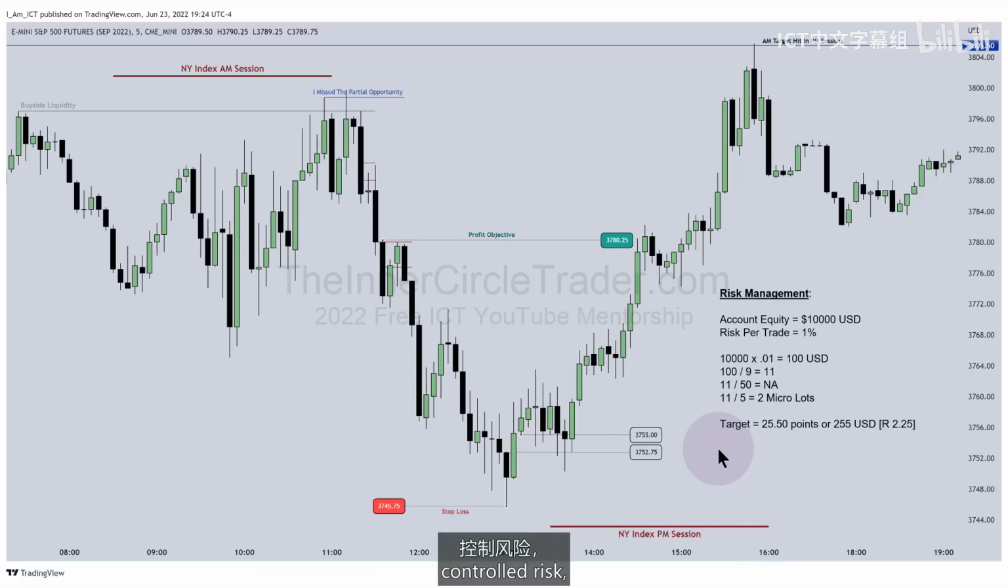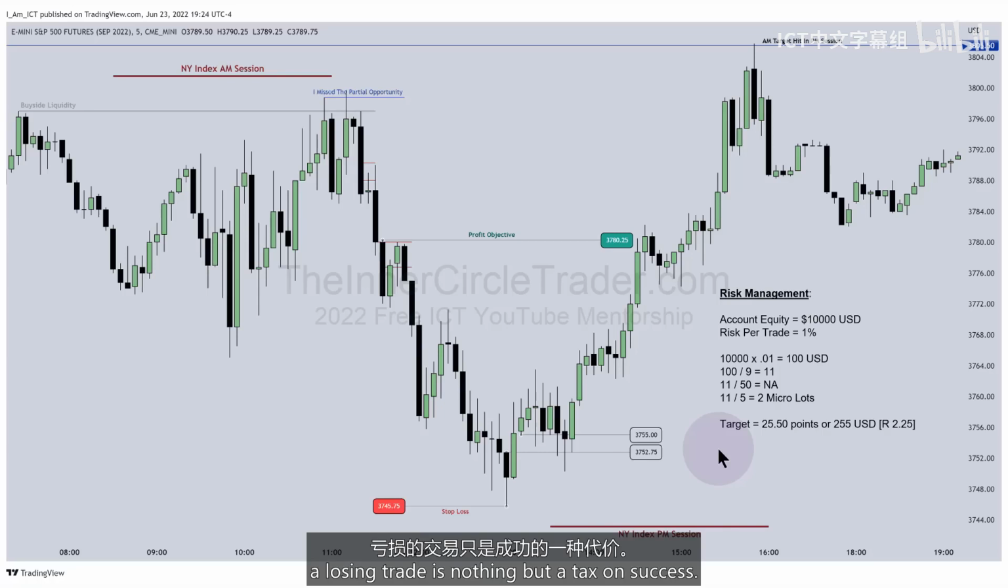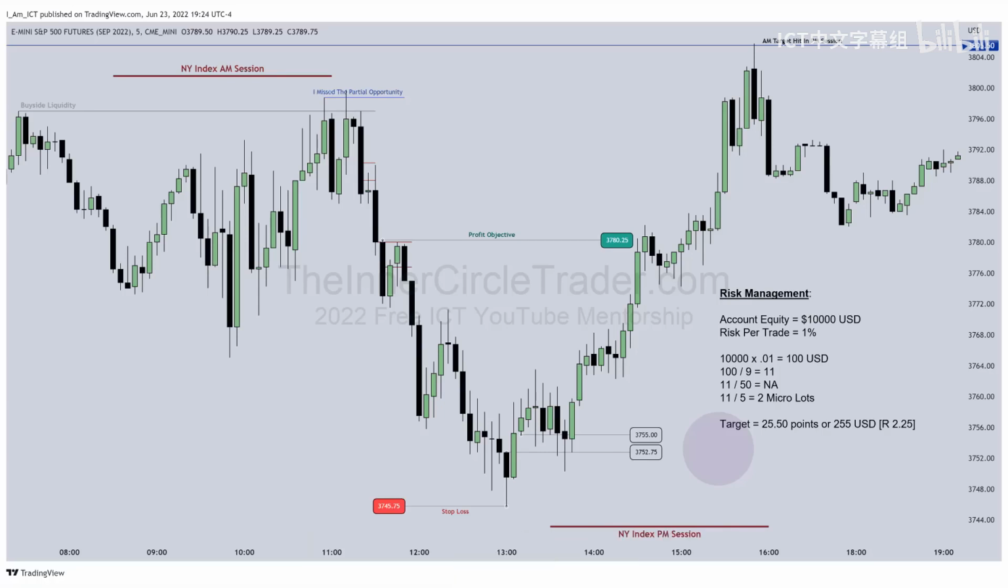Longevity, controlled risk, impeccable risk management. That's how you get here. That's how you arrive at consistently profitable, and losing trades don't mean anything. Despite anybody watching you, if you do it publicly, a losing trade is nothing but a tax on success. That's it.